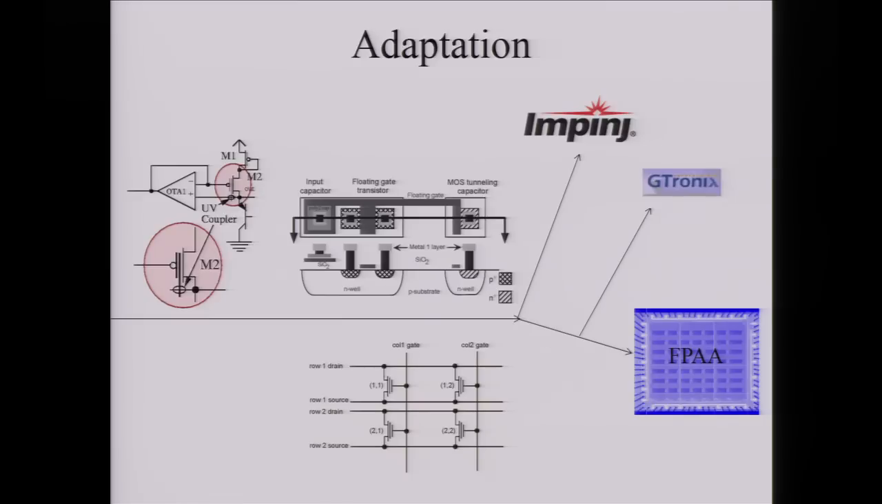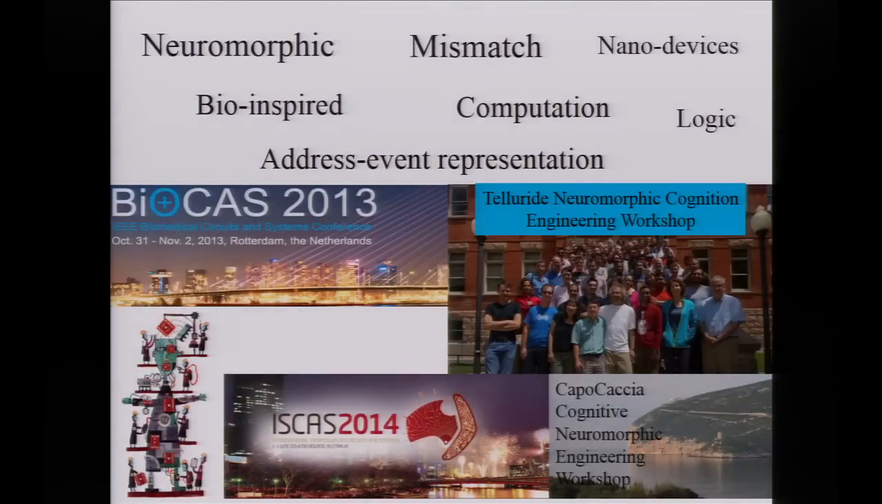New companies started, Impinj by Chris, Georgia Tech's spin-off by Jennifer Hasler, and also a set of field programmable analog array chips where the floating gate technology was used as a way of programming interesting analog circuits.